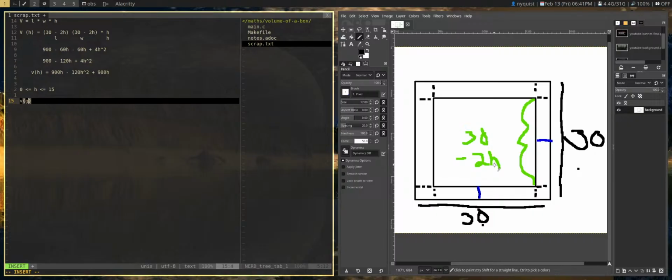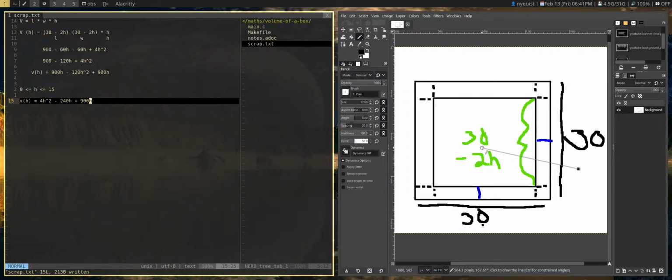So this is our function, and we got 4h squared minus 240h plus 900. That's the volume for our little box here. But what we're trying to find is the critical numbers.